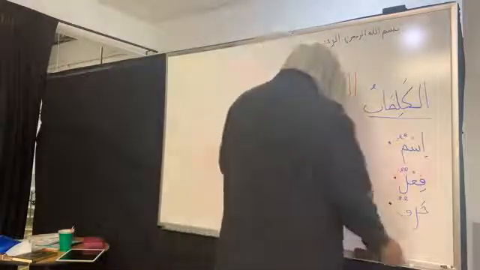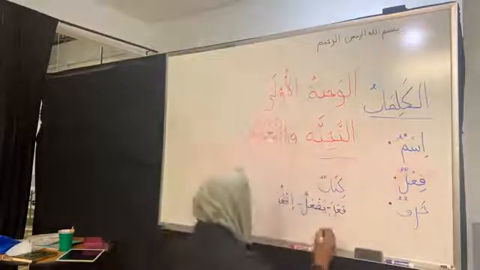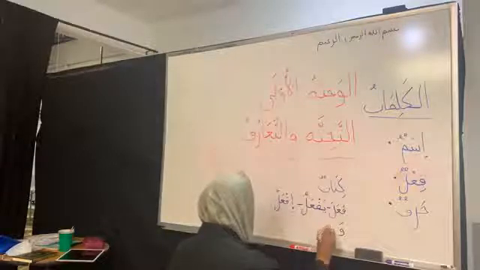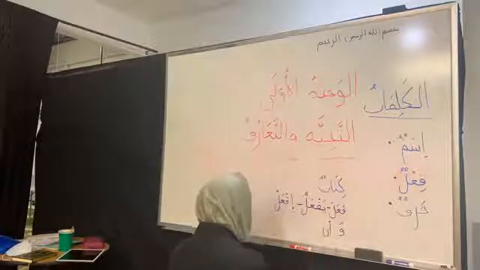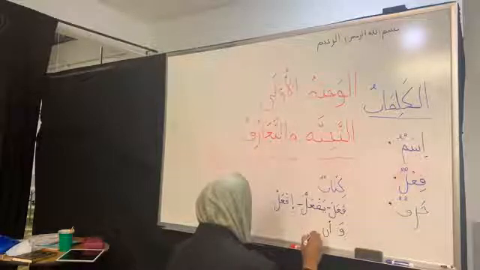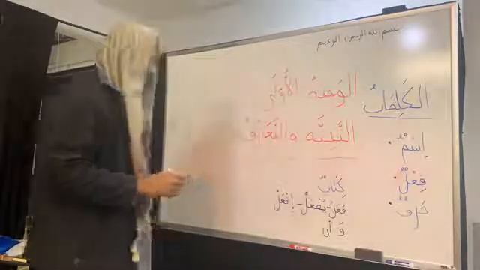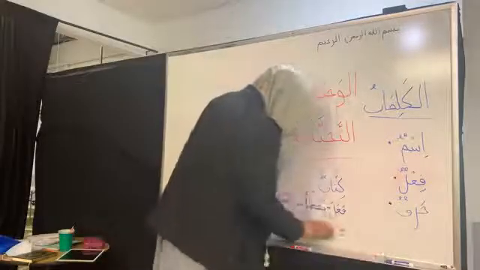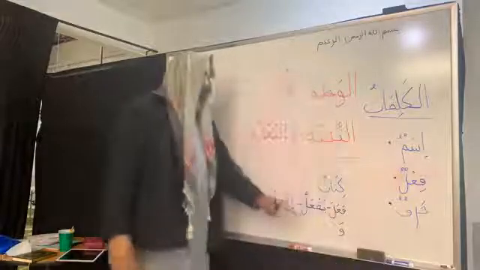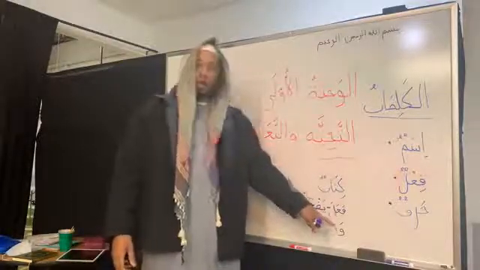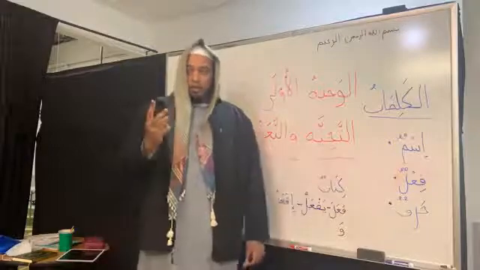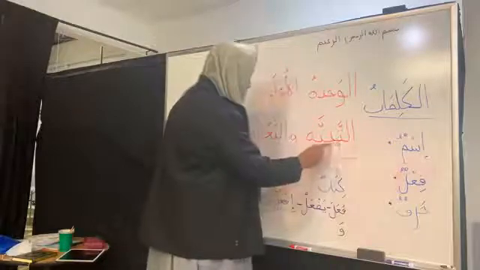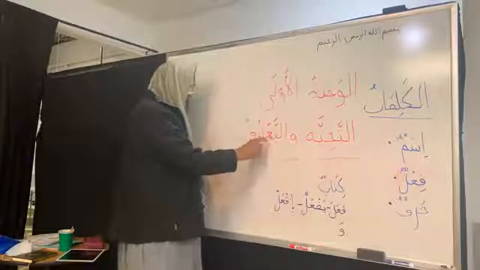A harf now. Wa, and. Okay. For example, what? Let's just use one example. This wa is a harf in two ways. This is a harf, that's a harf, that's a harf, right?